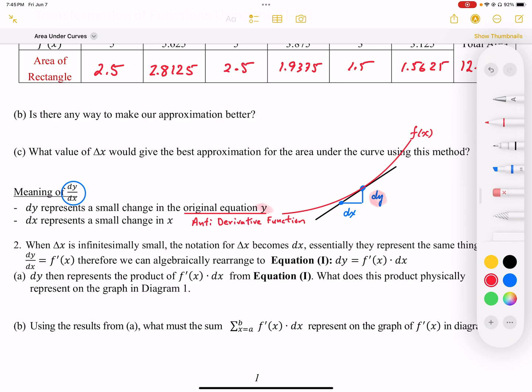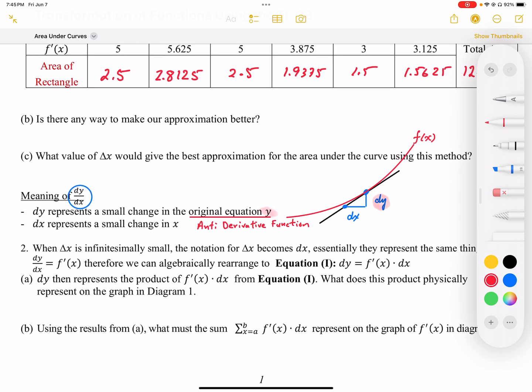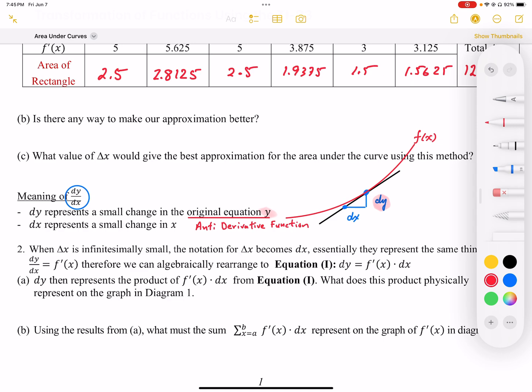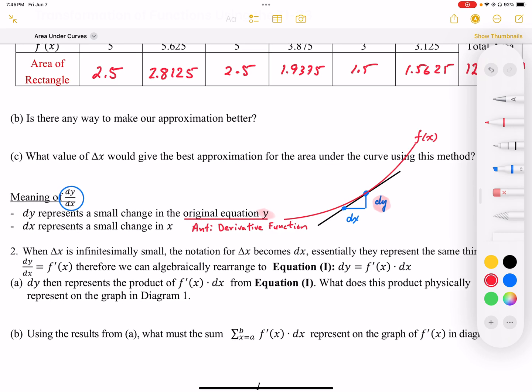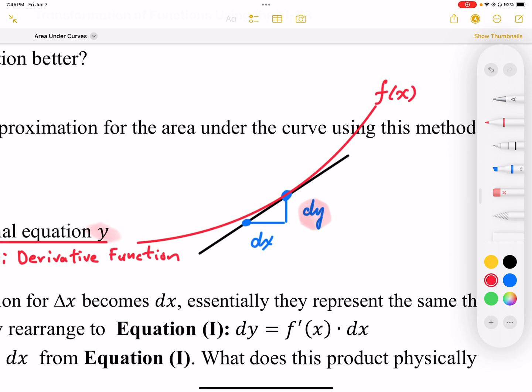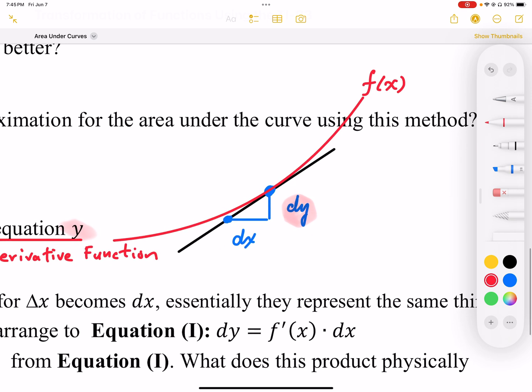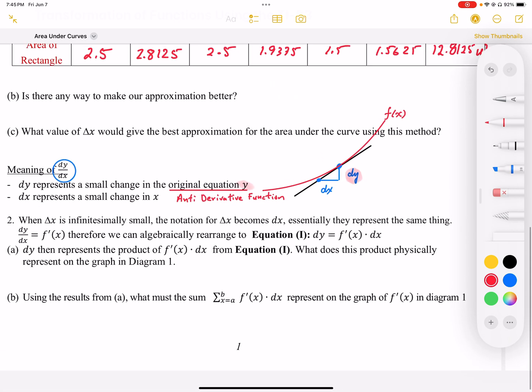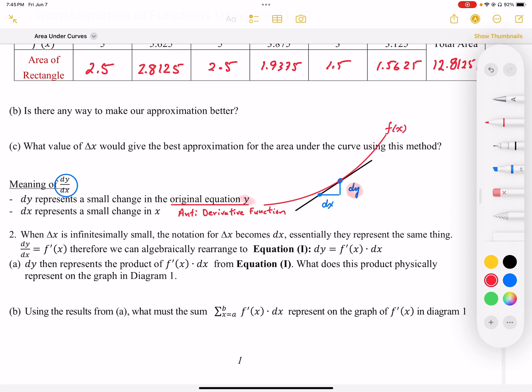So dy by dx is slope. dy represents small changes in y, dx represents small changes in x. And dy is a small change in the original equation y, so it means a small change in the antiderivative. So that's what that dy means in the graph. It's a small change in the original f of x function. Okay, so we've been using delta x, but if we let this go infinitely small, it becomes dx. So dx implies that delta x is going to 0.